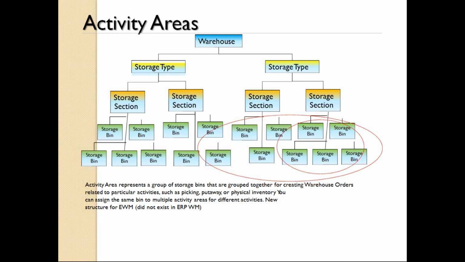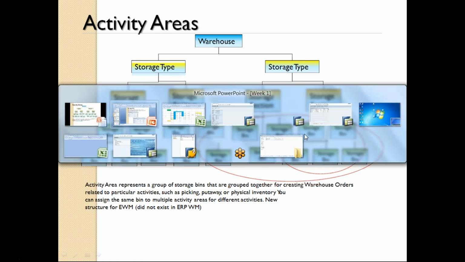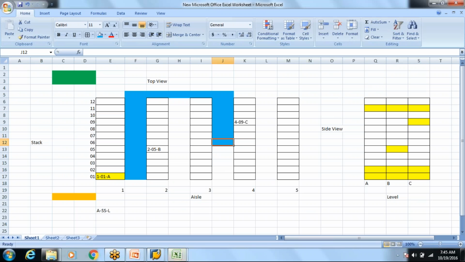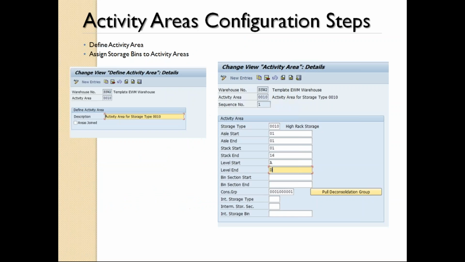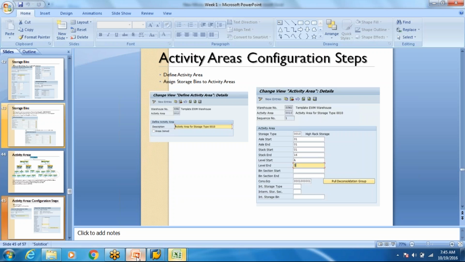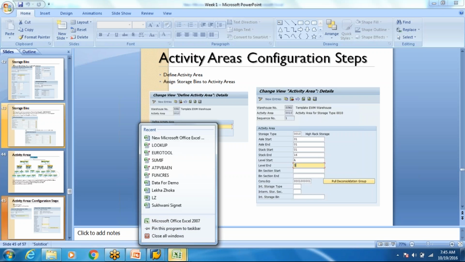And if you don't want to differentiate based on activity area, because you're not sure of your material flow when creating a warehouse, or it's a very new site and things are not clear, you can keep it simple. You can say one storage type, one activity area, with all bins of the storage type in that activity area. Going forward, as and when the requirement comes, you can create more.